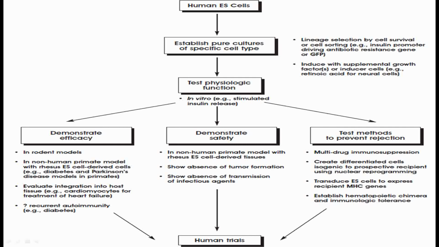Here in this diagram you can see a human embryonic stem cell. Human embryonic stem cells establish pure cultures of specific cell types. If we are going to test physiological functions in vitro, that is, outside the body, here we are going to see stimulated insulin release. For example, we are taking the example of insulin release.